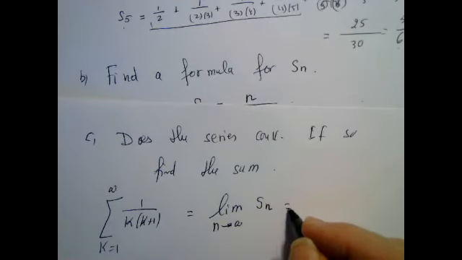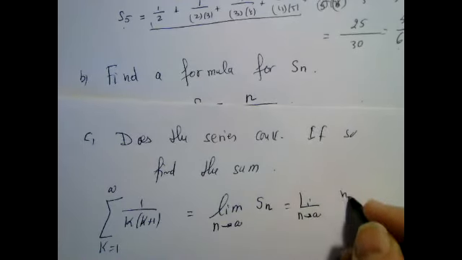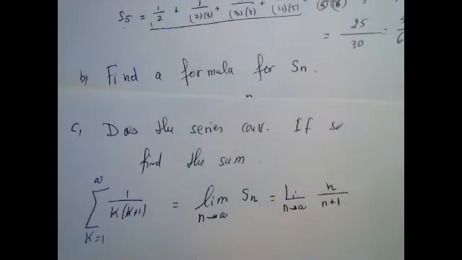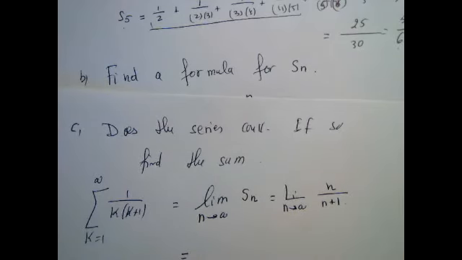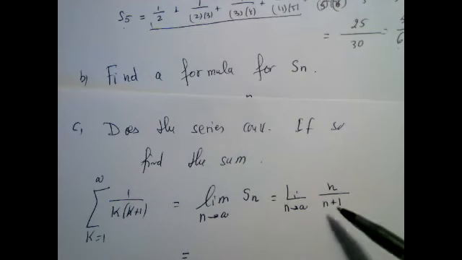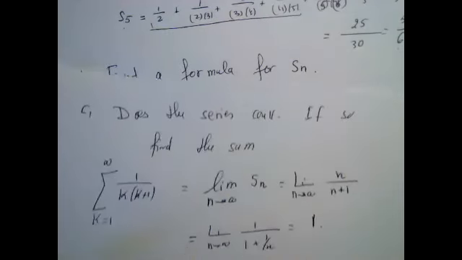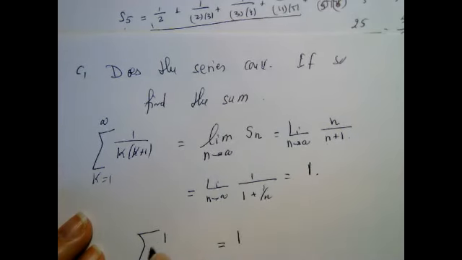So in my problem here, it's the limit as n tends to infinity of n over n plus 1. So we're doing it a little bit in a more rigorous way. But this is equal to what? When n goes to infinity, n over n plus 1 is just a simple sequence. The limit of that, if you divide both sides by n, gives me 1 over 1 plus 1 over n. This is equal to 1. So this tells me that this sum is equal to 1.